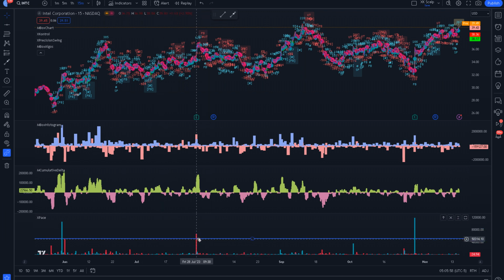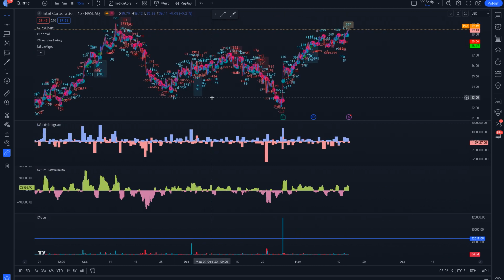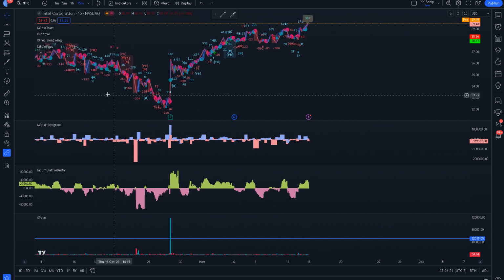I didn't have my alert placed back in July, but it would have triggered here where there's a lot of bid pace, and then we see we did have this corrective move down right here. So when it hit the alarm again here, end of October, I got a message on TradingView.